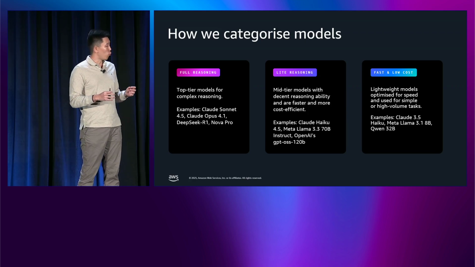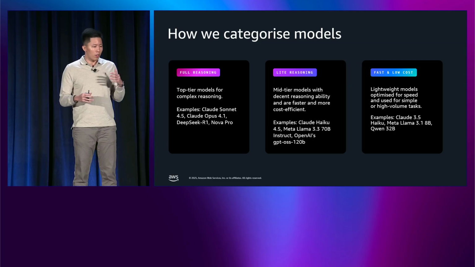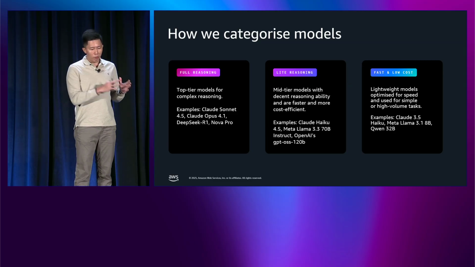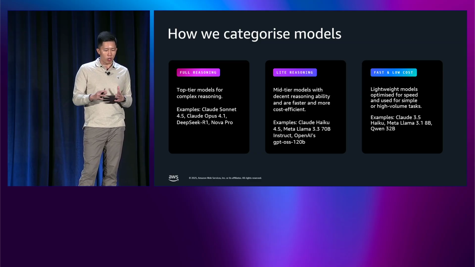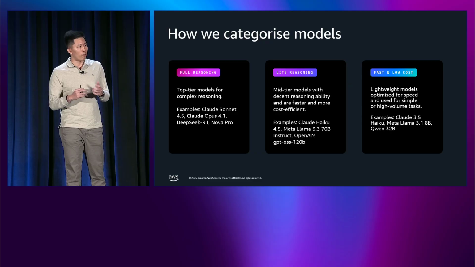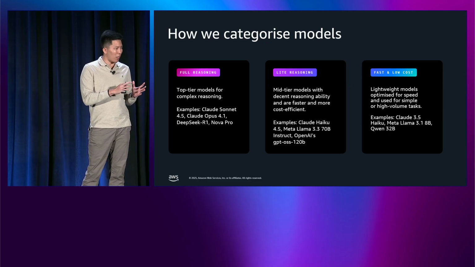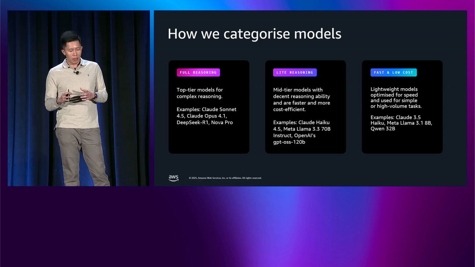The first is full reasoning. These are your top-tier models. They are very good at complex tasks. Using the Claude family of models as examples in this slide, this would be your Sonnet 4.5 and your Opus 4.5. Under the light reasoning models, these are mid-tier models, still with reasoning, and are generally faster and more cost-efficient. This would be your Haiku 4.5. And then the third, fast and low cost. These are lightweight models, typically chat models without any reasoning, that are used for simple and high-volume tasks. This would be your Haiku 3.5.